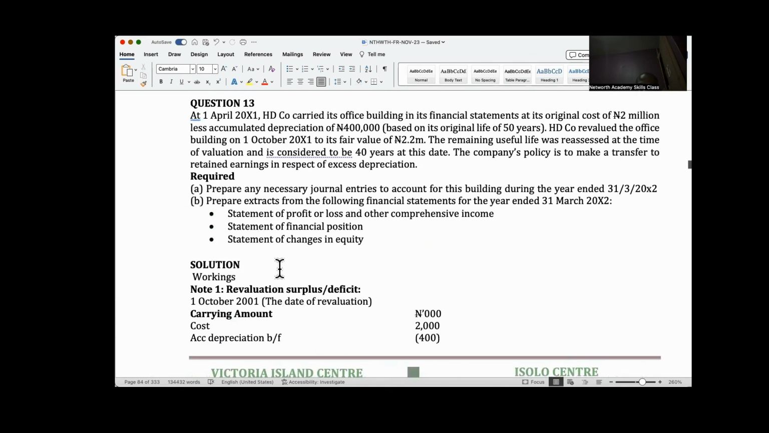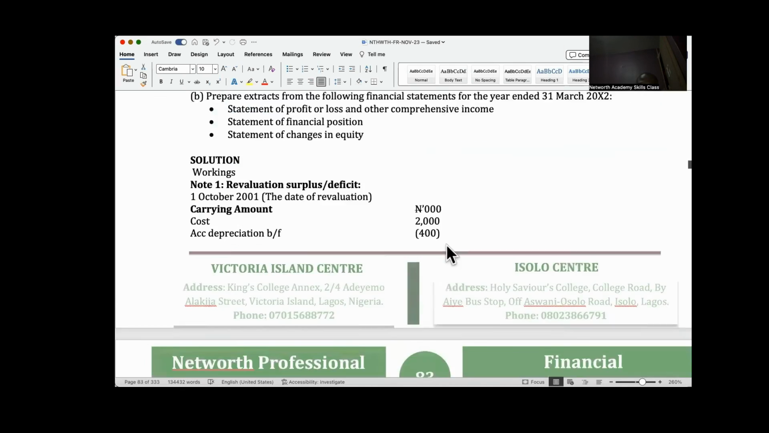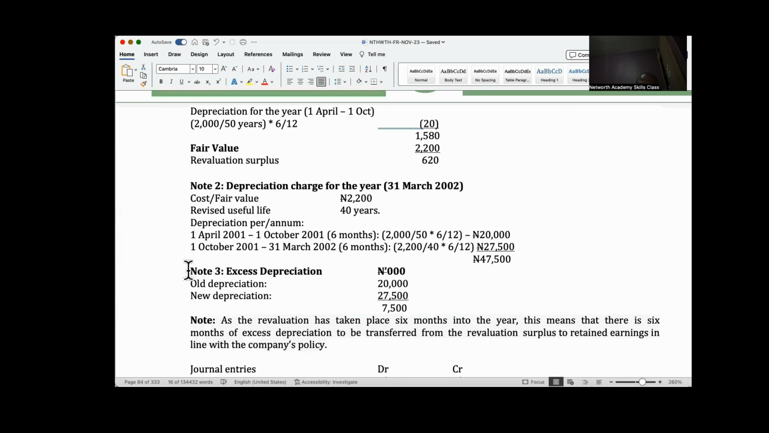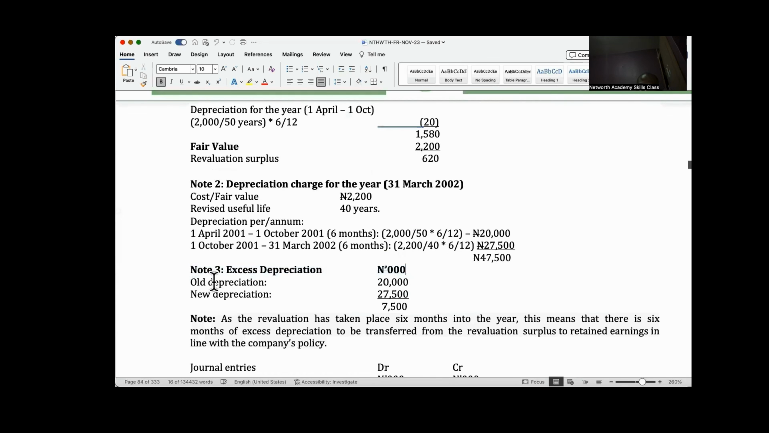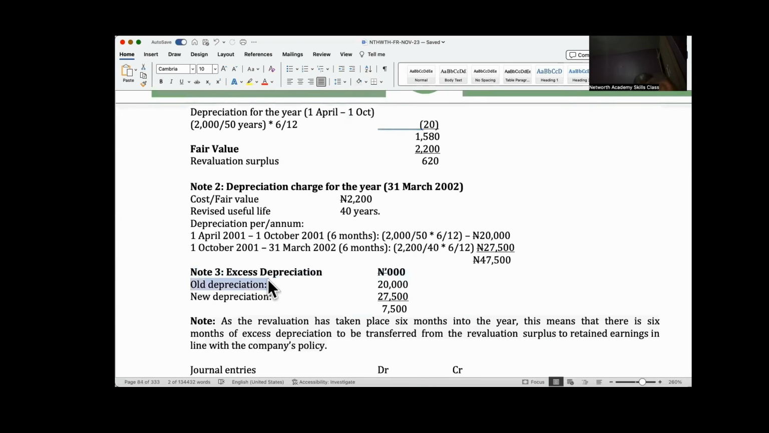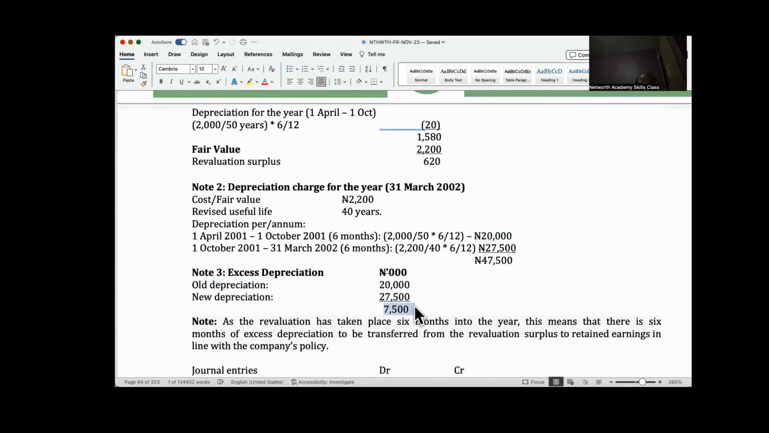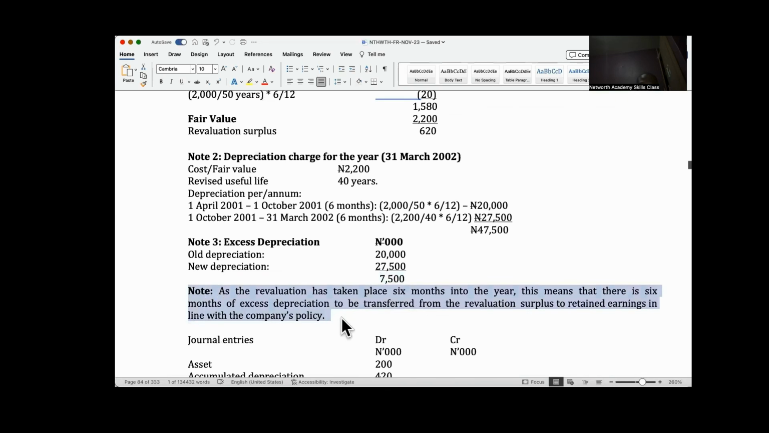Finally, since they told us it is this company's policy to transfer excess depreciation, I need to get my excess depreciation, which is just comparing my old depreciation for this current year. Before the revaluation, my depreciation was 20,000. After revaluation, my depreciation is now 27,500. So my depreciation has increased by 7.5, and that's my excess depreciation. And I try to give you some notes here. Okay, because this is a revaluation during the year, this is like the most advanced question you can ever have in any exam.